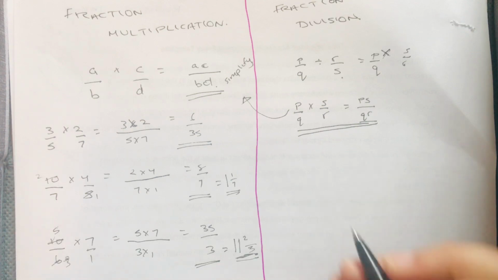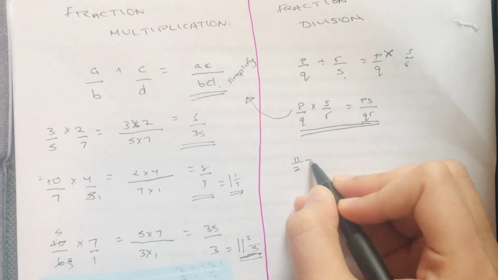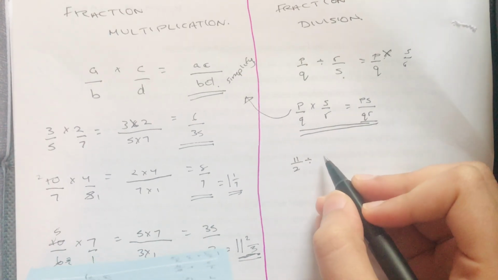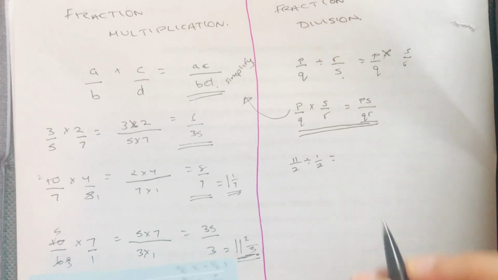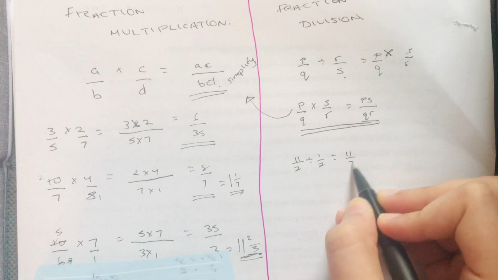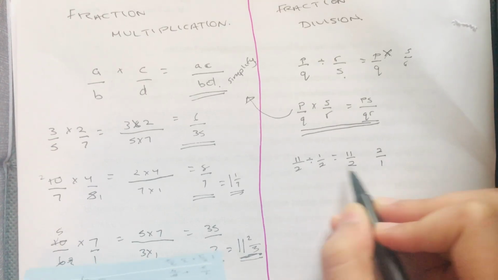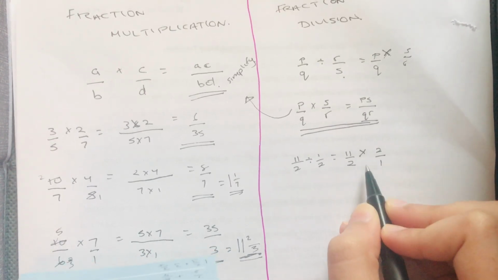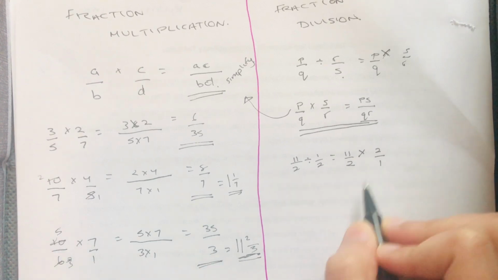So the first example is 11 over 2 divided by 1 over 2. So the first thing is you reciprocate. So that's going to be 11 over 2, and this will become 2 over 1. And the division sign will become multiplication. So now you have 11 over 2 multiplied by 2 over 1.